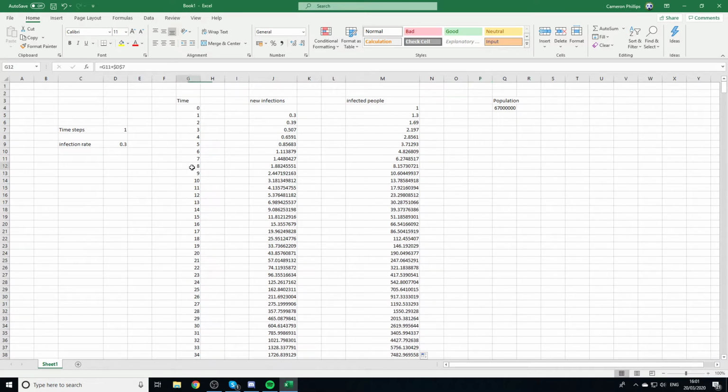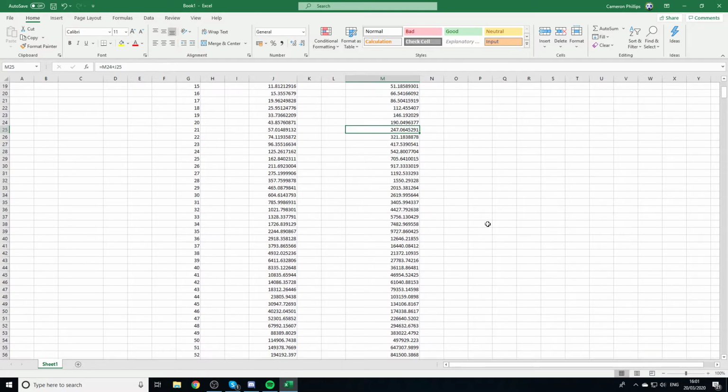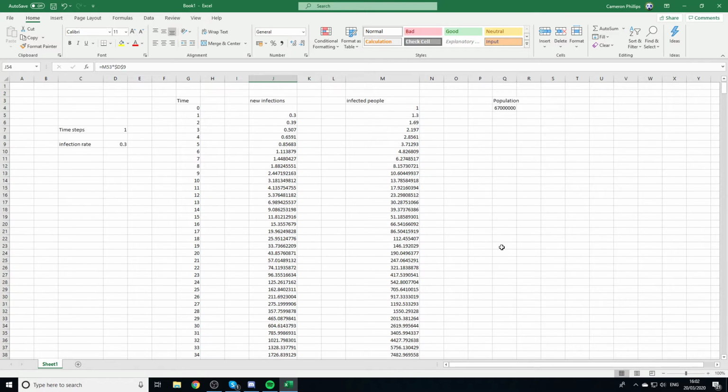So after 8 days, new infections 1.18. That's new infections a day, and our total infected people are 8. After 21 days, 57 new infections a day. 247 people have it. Day 50, 500,000 people have it. 114,000 new cases in a day. So that's quite a lot, isn't it? That's an alarming spread.